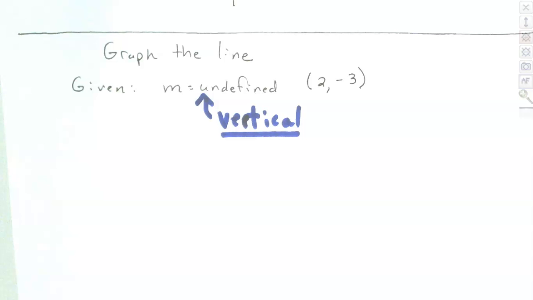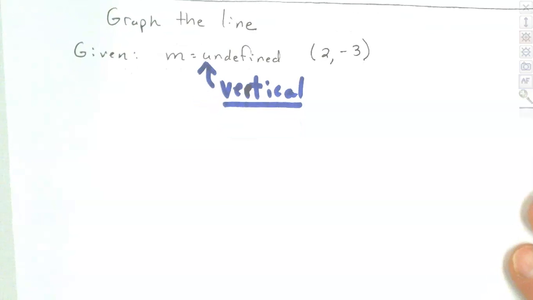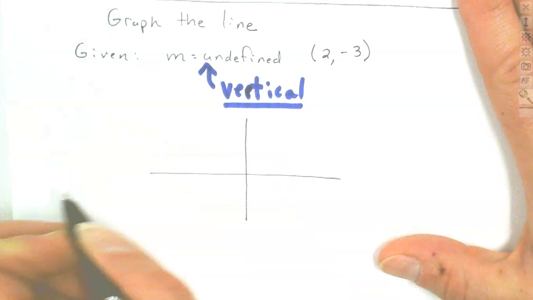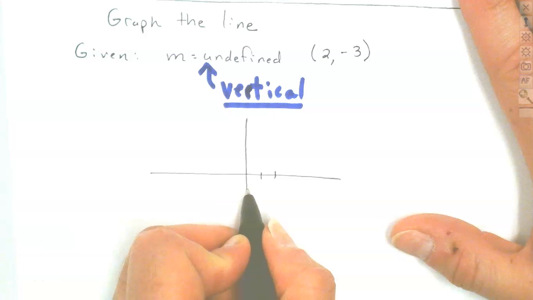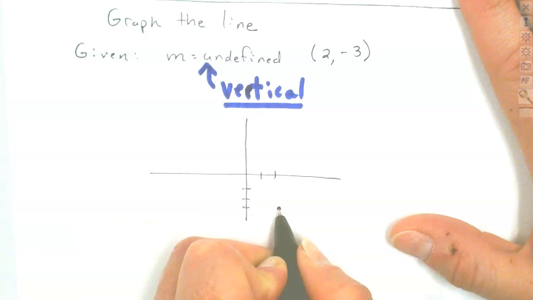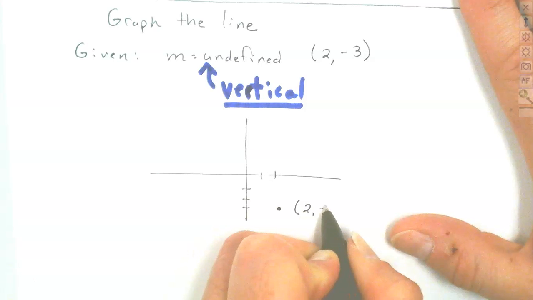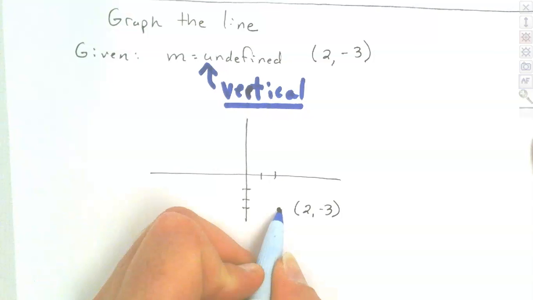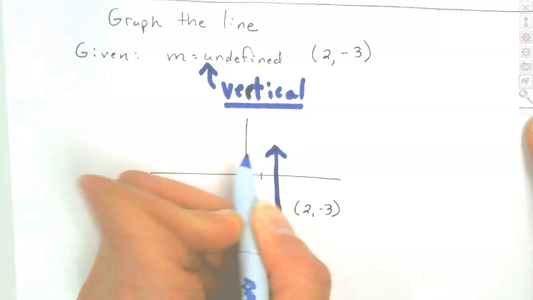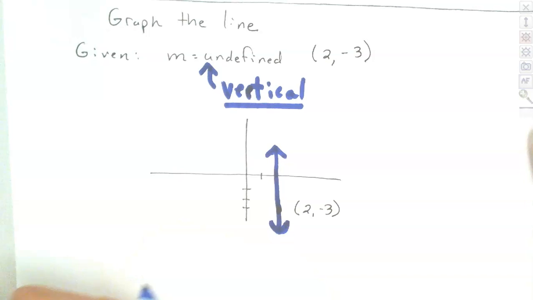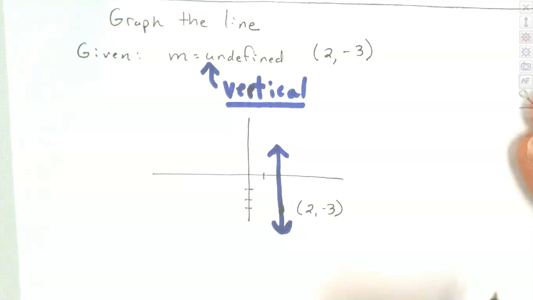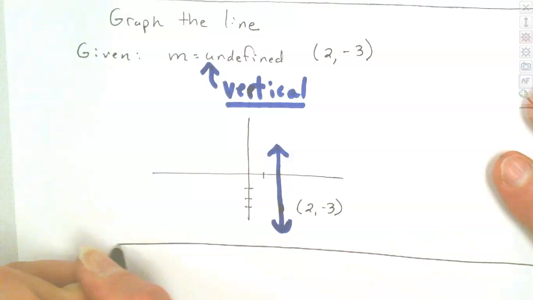And where do we start? We start at our point, which is (2, 3). Or sorry, (2, -3) here. So that's over 2 units and down 3. And we've got our point. Our slope is undefined, so that simply means that it's just a vertical line, just like that. So that has an undefined slope, so it's a vertical line.